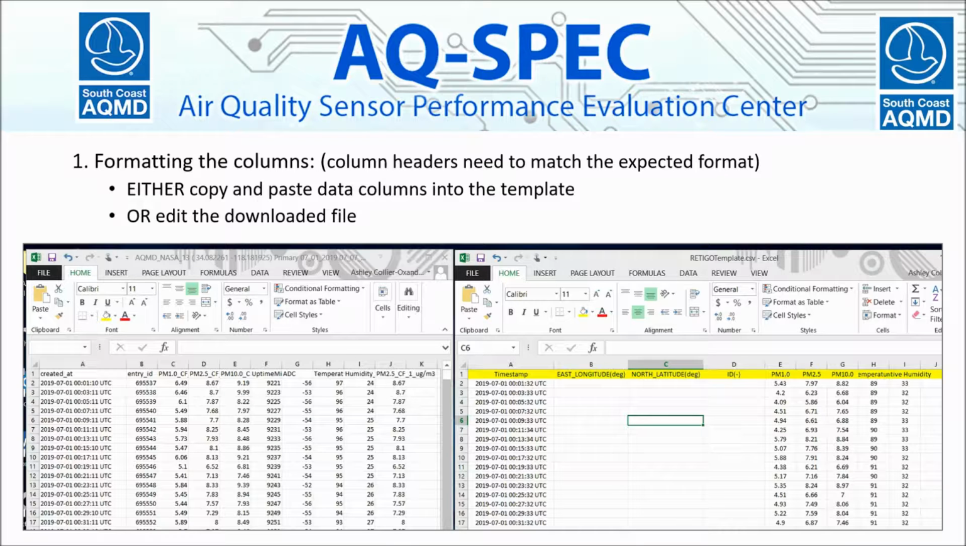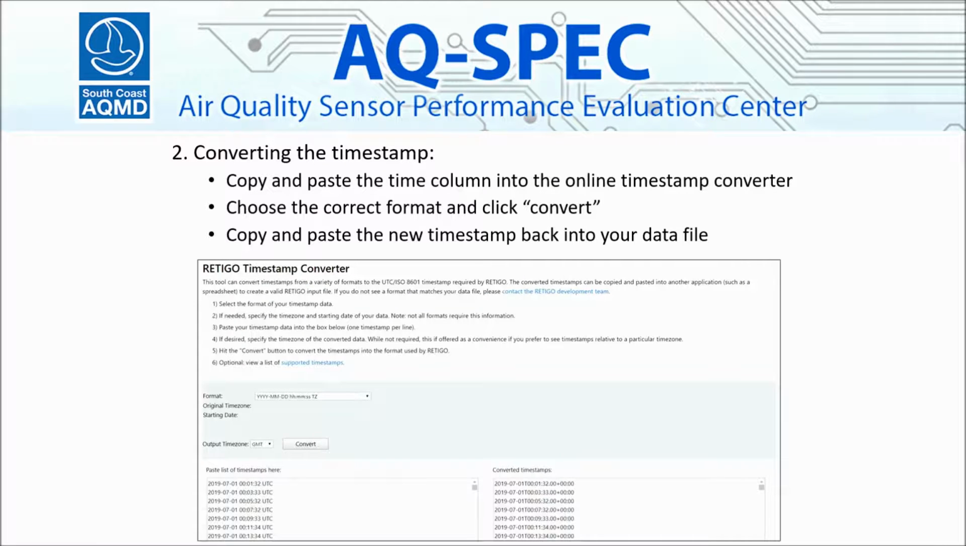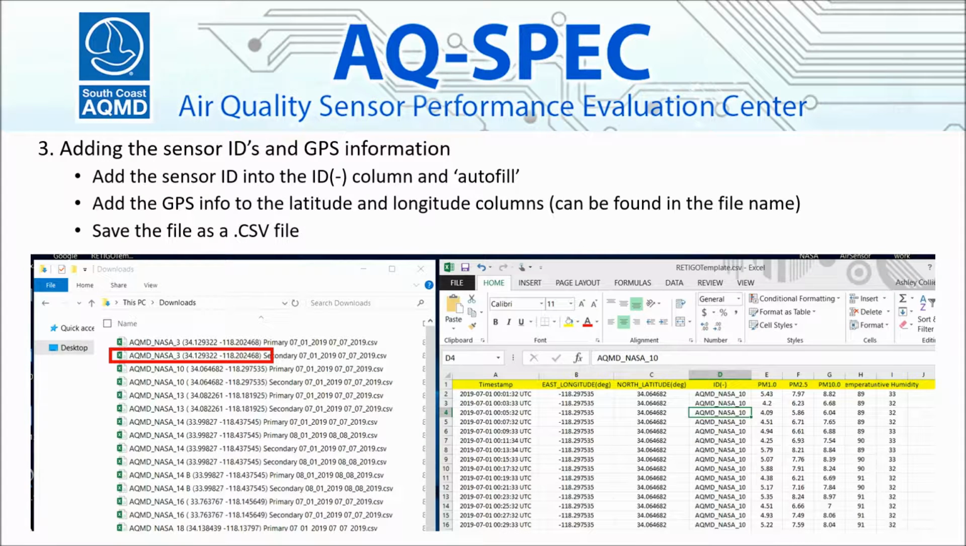And then you need to convert your timestamp. So Redigo has an online timestamp converter that I'll show you. You just copy and paste the data from the raw Purple Air file, select the right format, hit convert, and grab your converted timestamp and paste that back into your new file.